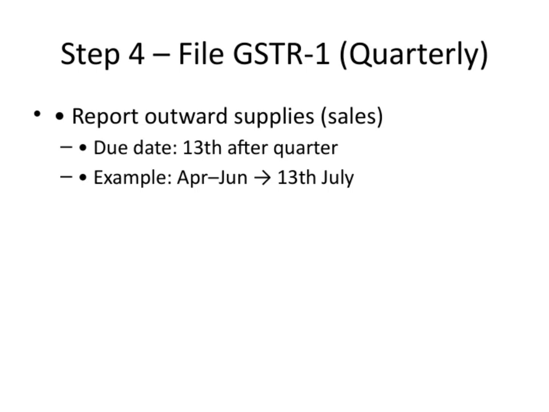Now, let's move on to the next important step, which is reporting our outward supplies, or sales. This is a crucial part of our GST compliance. You need to remember that the due date for this report is the 13th of the month following the quarter. For example, if we are reporting for the April to June quarter, the deadline will be July 13th. This is when we file GSTR-1 on a quarterly basis.